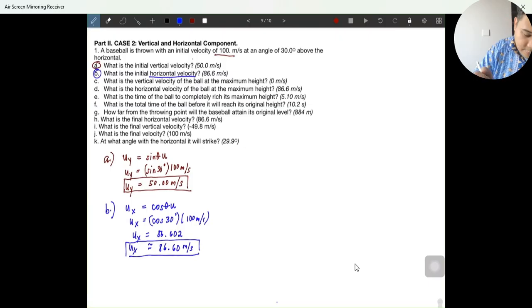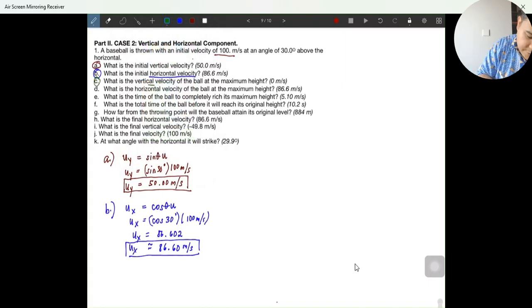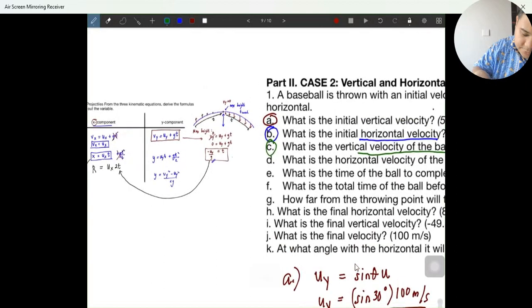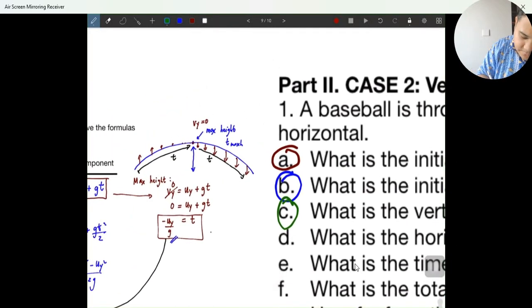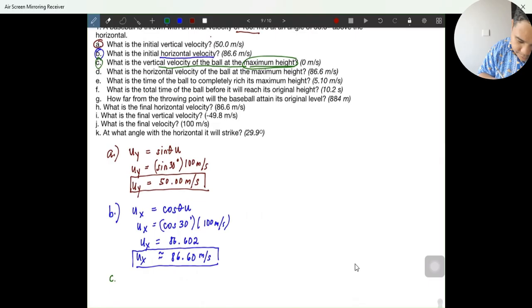Okay, how about now for letter C? The question here is, what is the vertical velocity of the ball at the maximum height? Now take note, in our projectile, remember this equation, the Vy is 0. So for our letter C, the vertical velocity at the maximum height of the projectile would be 0 meters per second.